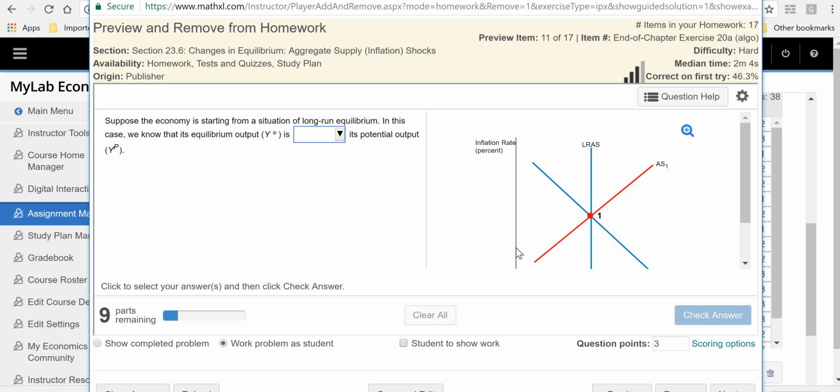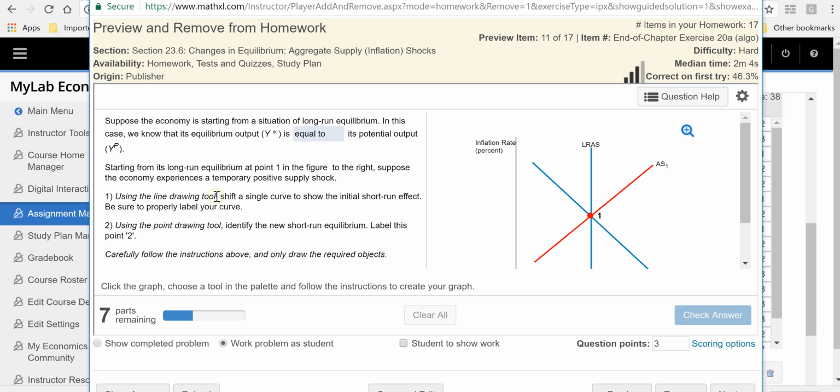This is question number 11 of homework 11. Suppose the economy is starting from a situation of long-run equilibrium. In this case, we know that its equilibrium output Y star is, so the long-run equilibrium means that the output is at its potential level. So this means it should be equal to.